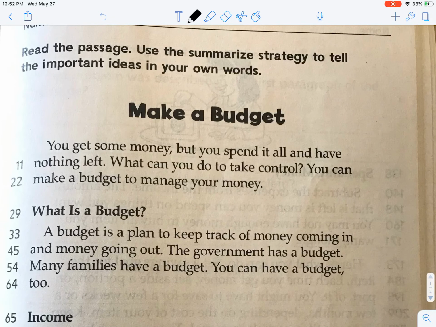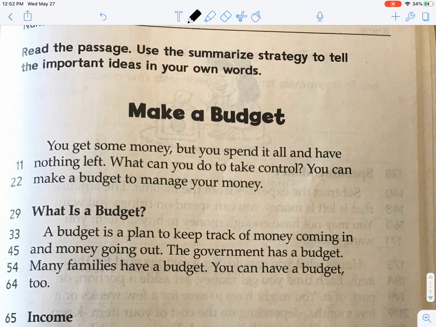Second grade. This video is for page 283 in the Your Turn practice book. So take a minute and make sure you're on the same page as me. Grab your pencil and eraser. Although first we're just going to be reading a longer text today. We're reading 2 pages and it's called Make a Budget.